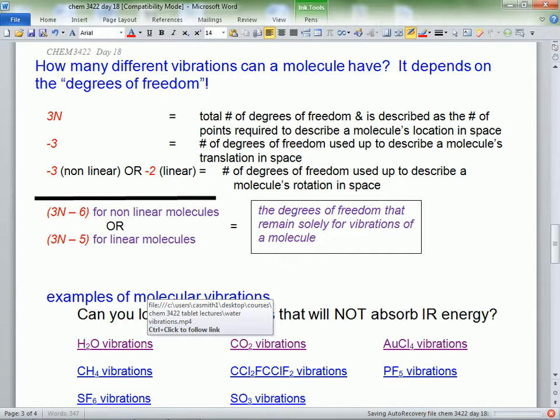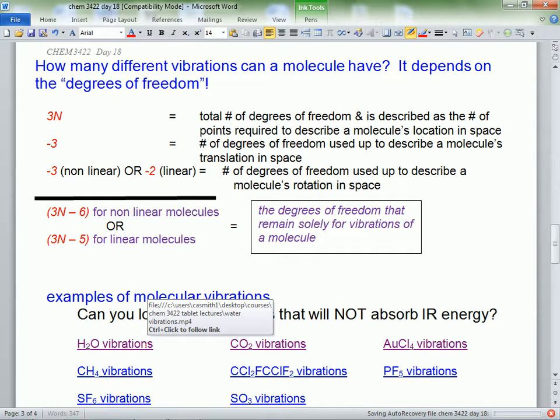And it describes the number of points required to describe the molecule's location in space, because each atom needs an x, y, z. Subtract 3 of these; you lose 3 degrees of freedom when you use them to describe the molecule's translation in space. And then you're going to lose some more degrees of freedom.